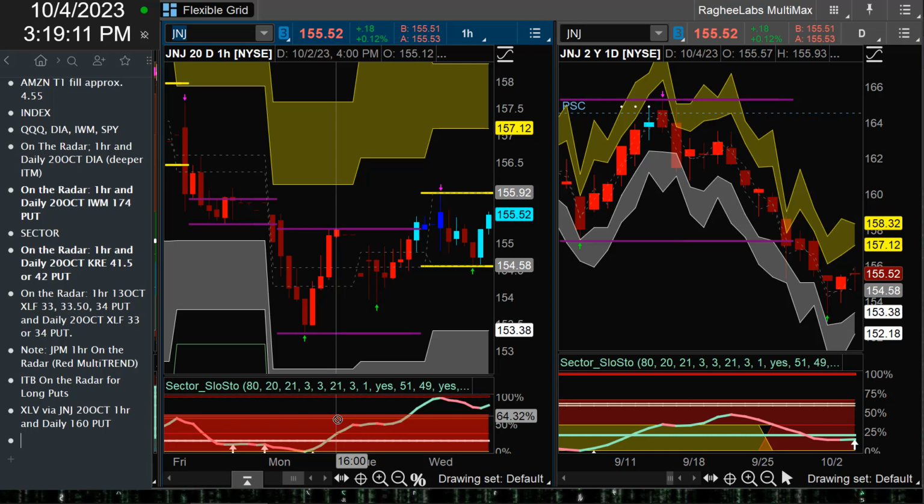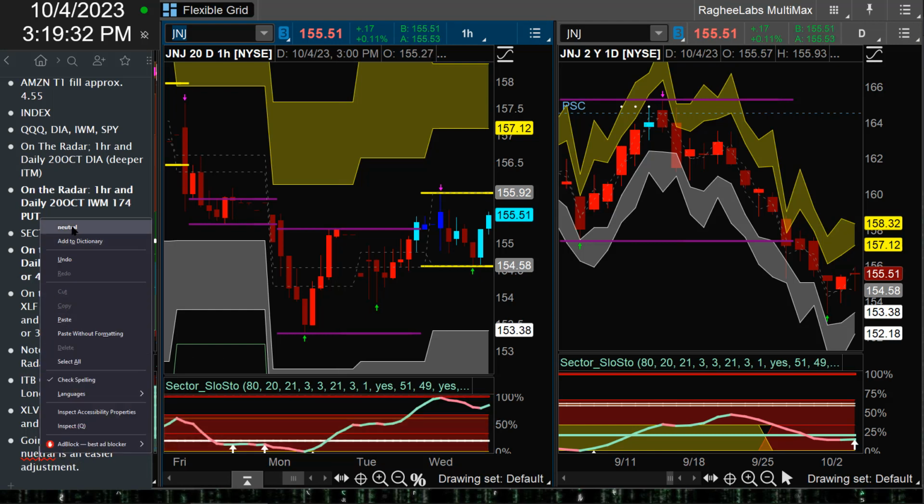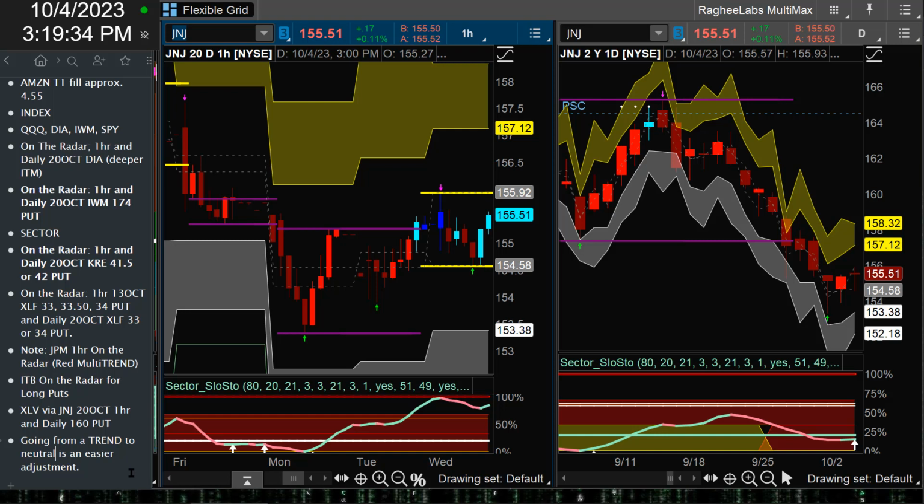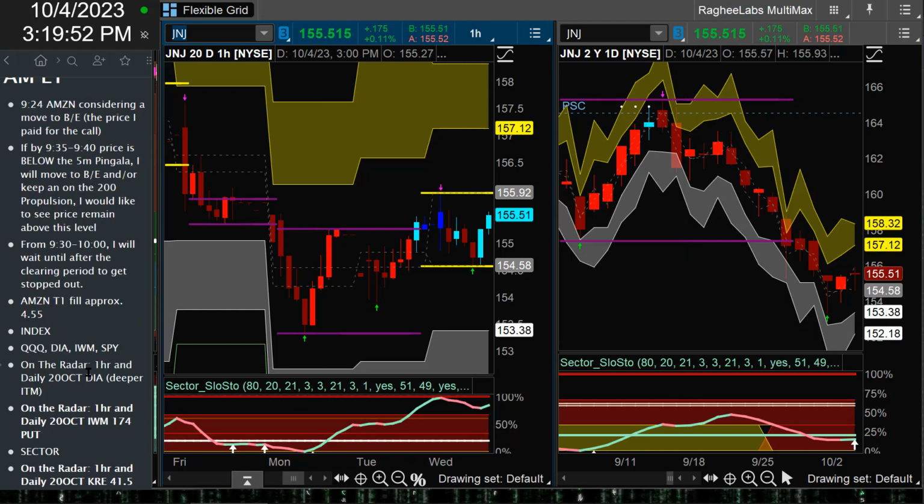Going from a trend to neutral is an easier adjustment. So consider this. I'm going to put this in the notes before we wrap up here. Going from a trend to neutral is an easier adjustment, right? So notice I'm going to focus on trends. Going from neutral to a trend, unless that shift is in our favor, can be a much more difficult thing. So focus on trends first, right? Focus on yellow last. So focus on red, green multi-trends first. Focus on yellow last.